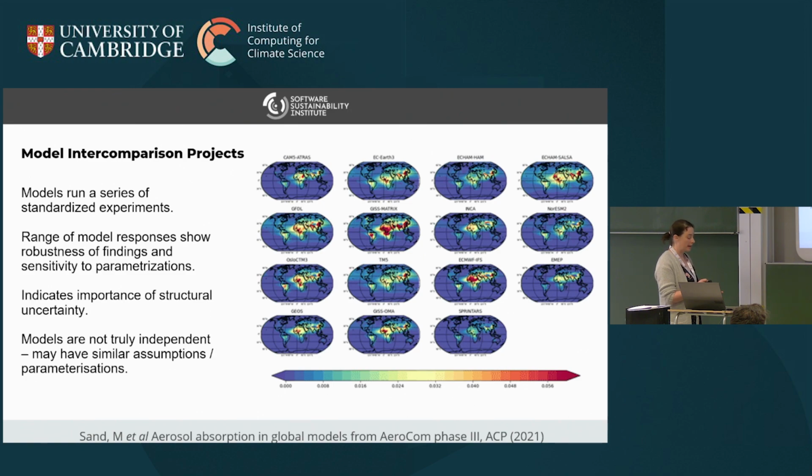So the range of responses basically gives you an idea of the robustness of the findings and the sensitivity to parameterizations, and it gives you a clue as to what to look at as a model developer. It gives you a clue of the uncertainty and also where you should be focusing your attention.